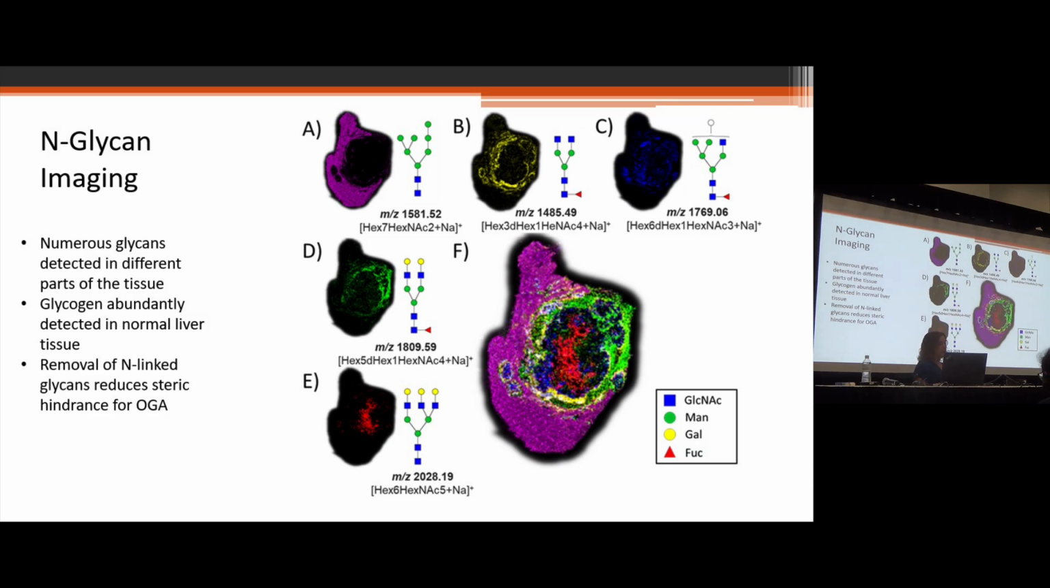Looking at the results, we were able to detect well over 100 glycans in the tissue with several different spatial localizations, either to normal tissue, viable areas, necrotic areas, etc. So a wide variety of different N-linked glycans were detected. Not shown on this slide, interestingly, we also detected peaks corresponding to glycogen in the normal liver.